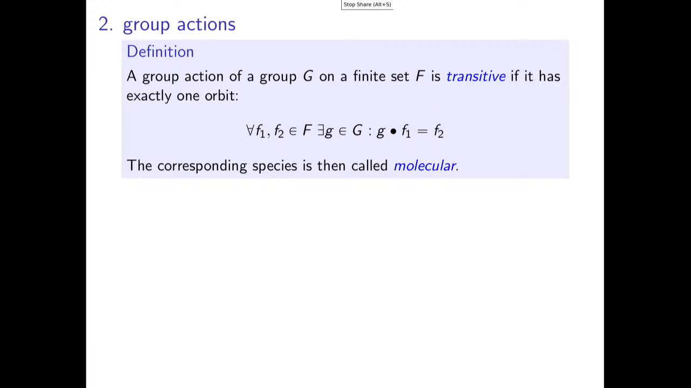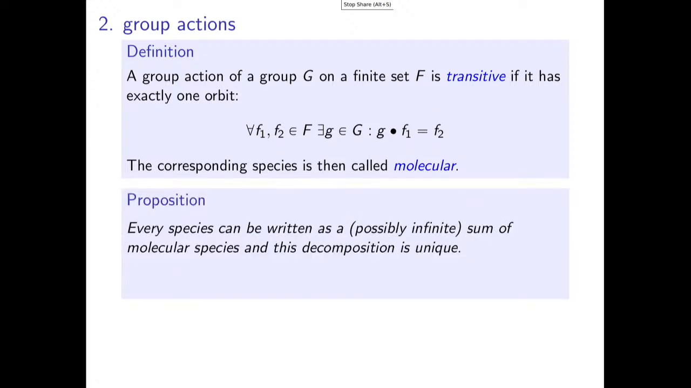The second project is the following. A group action is called transitive if for any two elements in my set, for any two structures, there is a group element which relabels one structure to the other. So all structures are isomorphic. Think of linear orders, for example. And then the corresponding species is called molecular. That's how the French, or the Quebecois, called them.